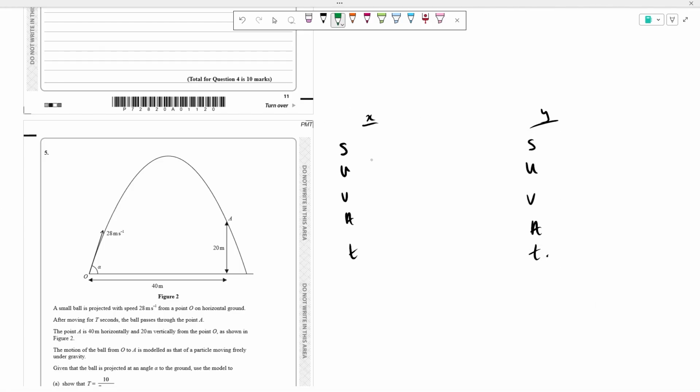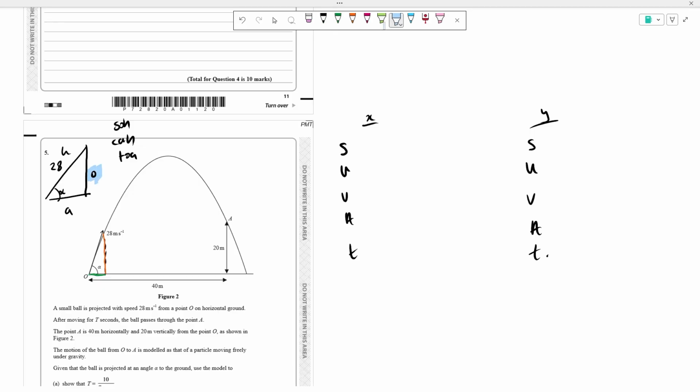In fact, before you even start, let's separate this 28 meters per second into its x component and its y component. So our y component is going to be this orange line, and the x component is going to be the green line. Whenever you have a hypotenuse and an angle, let's use some SOHCAHTOA. If we have a hypotenuse of 28, then this is the opposite side, this is the adjacent side, and this is the hypotenuse.